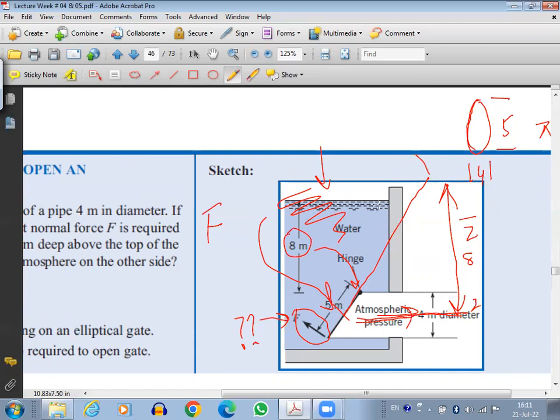Sorry, not till here. It will be because our free surface is here. Free surface is here, so till this point. Let me just erase. Is it clear? So how much is this distance? This is 2.5. What about this?